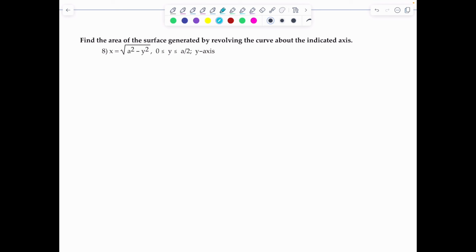So here's our curve. They give me the bounds. And since we're spinning around the y-axis, then that tells me how my surface area formula is going to be set up. So surface area, I want the dark blue. Surface area is going to be 2 pi integral a to b. If we're spinning around the y-axis, then my radius is going to be x. And then we have ds. ds is a little piece of arc length. And in this case, since we have x as a function of y, then ds is going to be square root 1 plus dx dy squared dy.